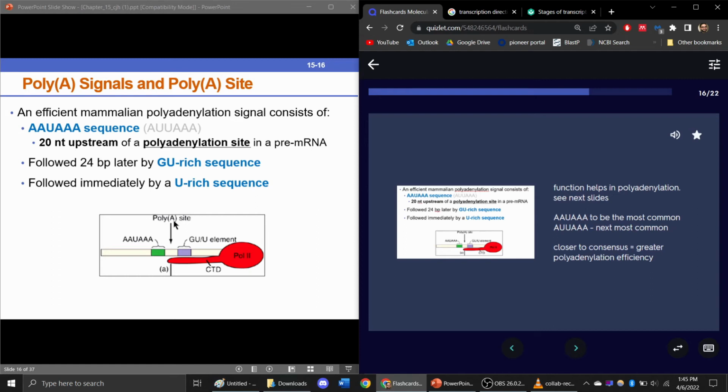I think even the exact nucleotide distance these elements are away from each other is a lot of detail. You can go ahead and memorize it, it's not going to hurt. But I think as long as you say there's this AAUAAA, and in the middle of that is the poly-A site, and then downstream from that is the GU/U element, and you know that those are the players here, I think you're fine. But moving on.